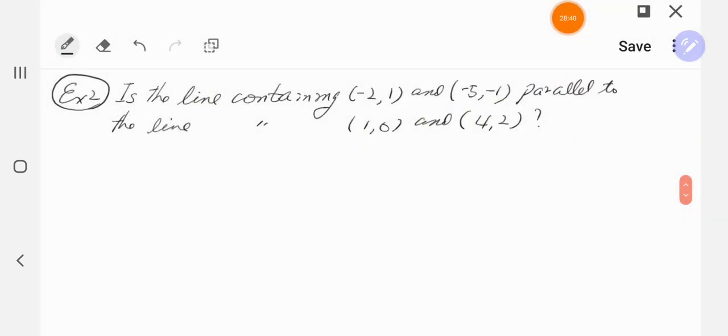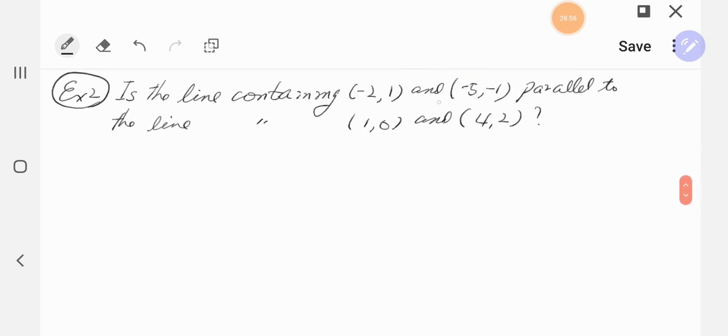Okay, example 2, exercise 2. Is the line containing these 2 points parallel to the line containing the other 2 points? Okay, so if there are two lines, line 1 has these 2 points, right? So here's line 1 and line 2. Line 1 contains 2 points, which are negative 2, 1 and negative 5, negative 1. Line 2 contains these 2 points, 1, 0 and 4, 2.